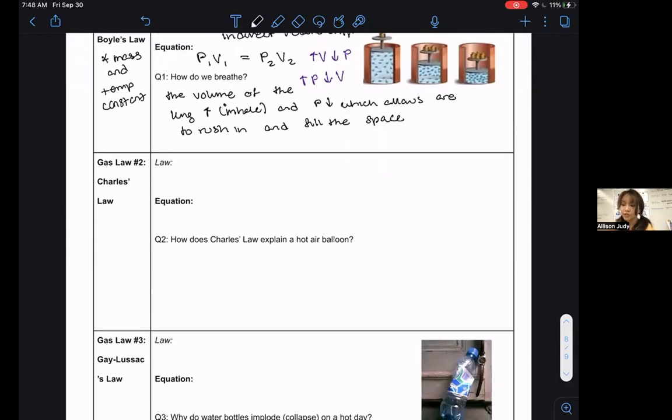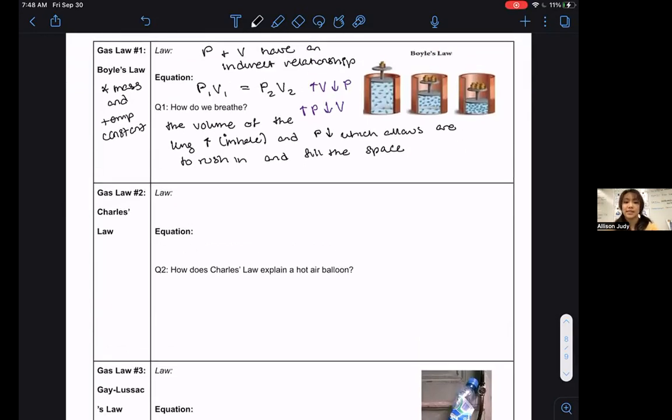So then there's Charles' law, which now looks at volume and temperature. What it tells us is that when we have a sample where the mass and pressure are constant, notice we're trying to isolate two variables at a time, so we have to keep others constant. Mass and pressure are constant. We can say that volume and temperature have a direct or positive relationship.